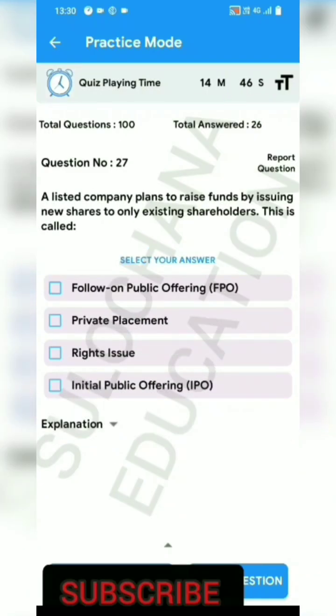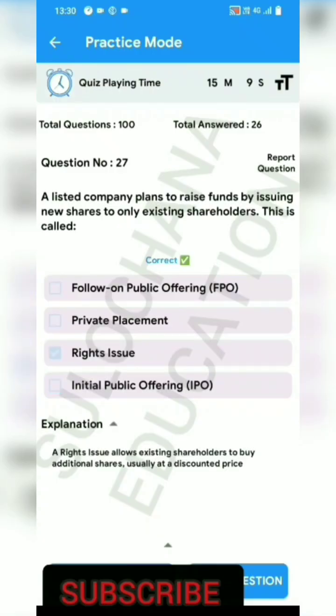A listed company plans to raise funds by issuing new shares to only existing shareholders. This is called? Options are A. Follow-on public offer, B. Private placement, C. Rights issue, D. Initial public offering. And the correct answer is option C. Rights issue.